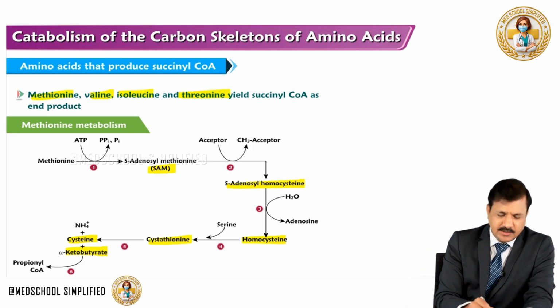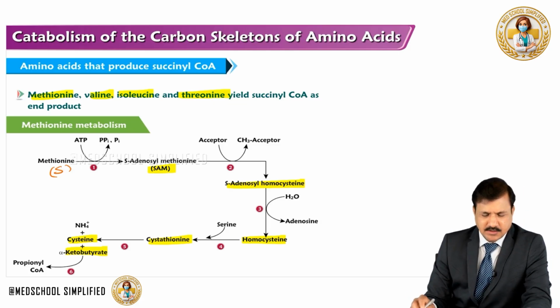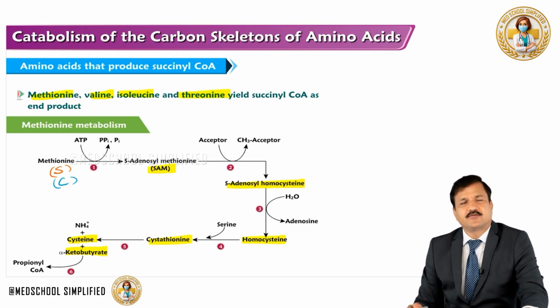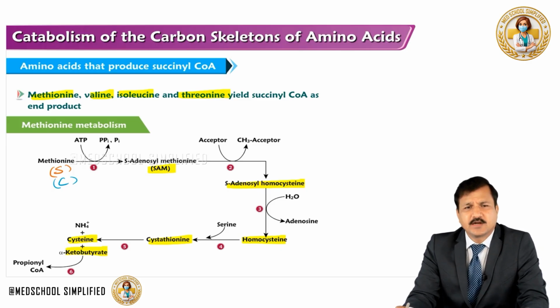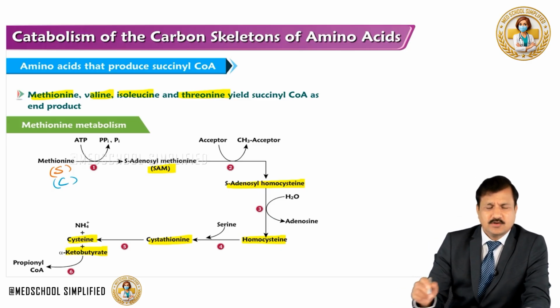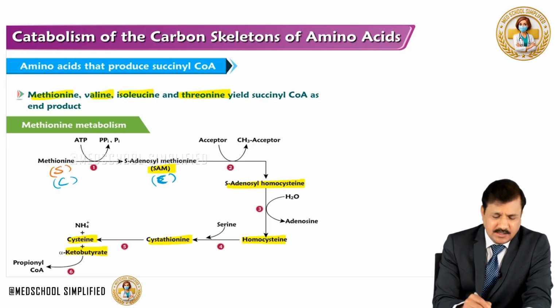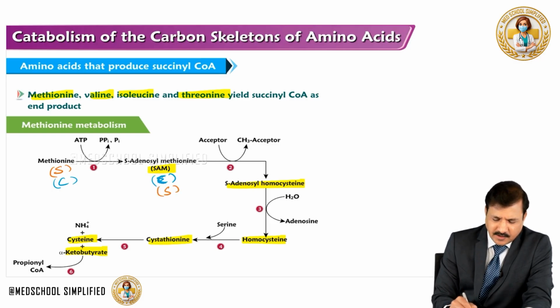Let me write down and track the sulfur and carbons. I am going to write sulfur here for methionine. We are going to concentrate on the sulfur and also the carbons. Carbons I am going to write in blue color, and sulfur in red color. Methionine is a sulfur-containing amino acid. Methionine is converted to S-adenosyl-methionine, so we have the carbons of methionine in S-adenosyl-methionine, and we have the sulfur also there.